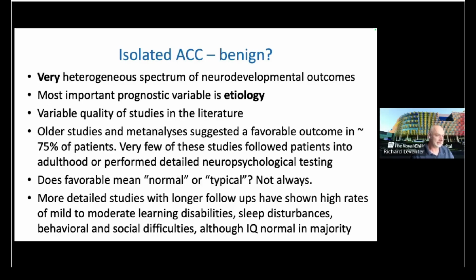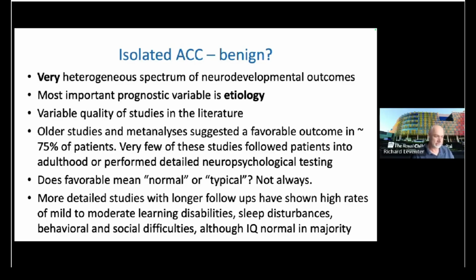Now, isolated ACC, is it really benign? Isolated ACC has a heterogeneous spectrum of outcomes. Again, the most important prognostic variable is the etiology, and the studies in the literature are really quite variable. Older studies and meta-analyses of these older studies suggested a favourable outcome in about 75% of patients. But very few of these studies followed patients into adulthood, and even fewer performed detailed neuropsychological testing.